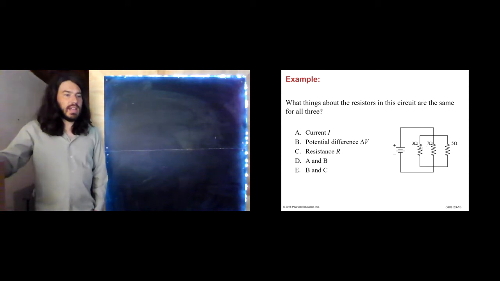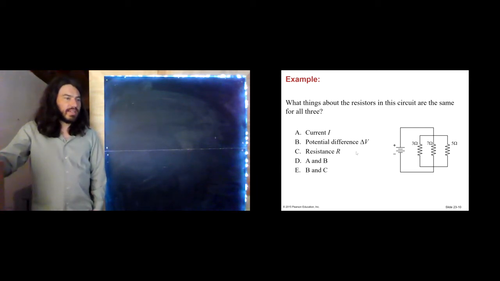Okay, so here we see 3 resistors. Do they have the same resistance? Certainly not. Do they have the same current? Well, the current has to split when it goes across this junction. So they definitely don't have the same current. Well, maybe we should come back to that one.